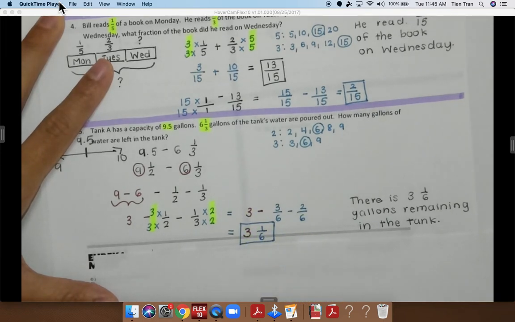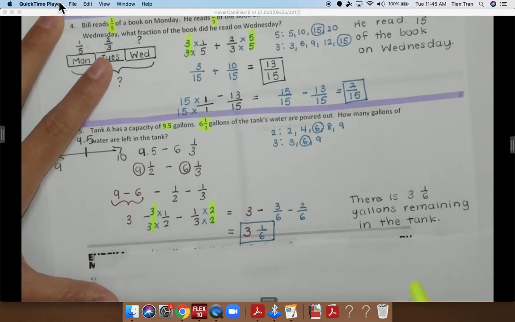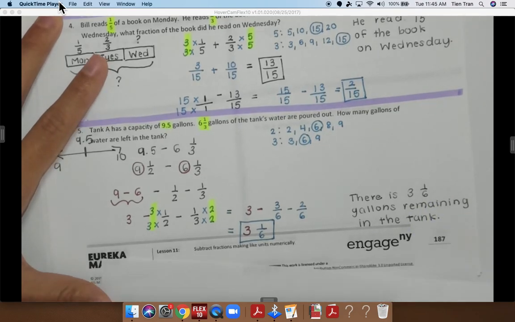Bring down your 3, so my final answer is 3 1/6. There is 3 1/6 gallons remaining in the tank.